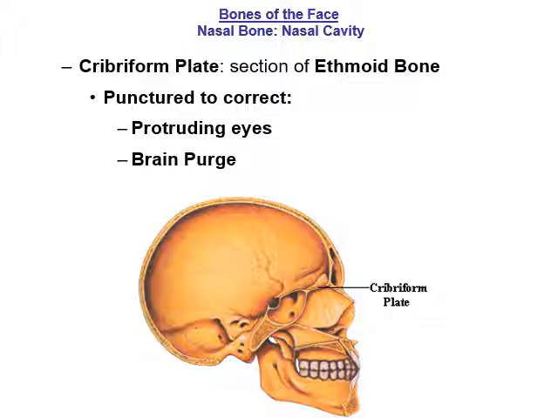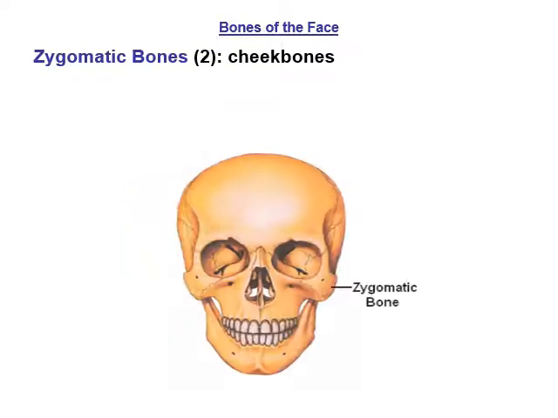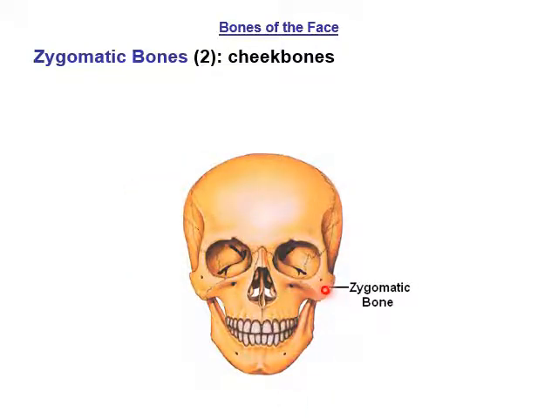So moving on from the nasal cavity, we have the zygomatic bones. There are two of them. Those are your cheekbones. So your zygomatic bones here are located on the frontal and lateral planes of your face. They form part of the inferior and lateral surfaces of the orbital cavity here.